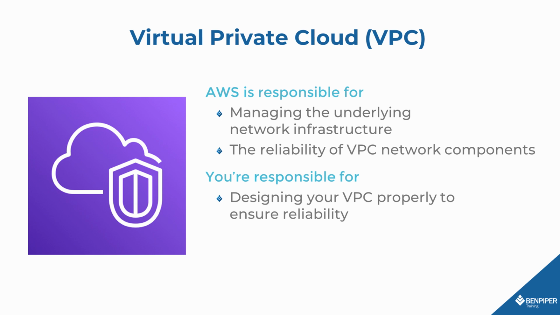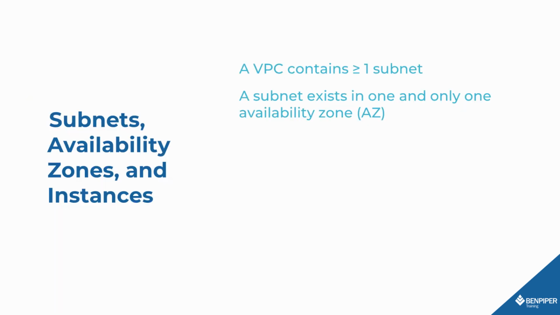Now, AWS manages the underlying VPC network infrastructure, and there is a lot of redundancy built in, so you don't need to worry about a router going down or a mouse or a rat chewing through a network cable or a switch failing. Where you do have to start thinking about redundancy is at the subnet level. A VPC contains one or more subnets, and a subnet exists in one and only one availability zone. An EC2 or RDS instance exists in one and only one subnet.